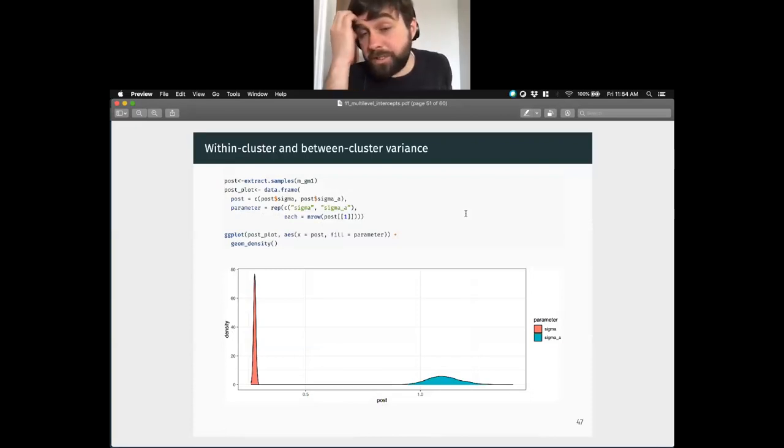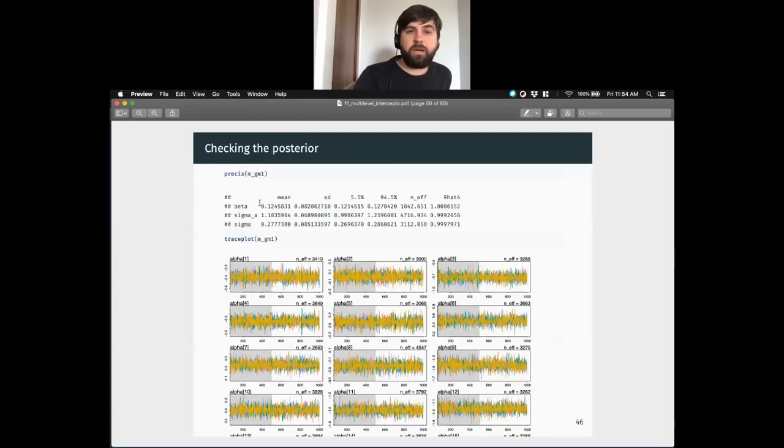But so here's the within and between cluster variance, right? And this is a new thing that we get with the multi-level model. So I want to just look at the posterior values for sigma and sigma sub alpha, right? So the pink value here is sigma. That's our posterior for where sigma is, right? And we saw that here, right? Our beta, we're seeing, yeah, there's a 0.12 increase in life expectancy for every unit change in time, right? So as time goes up, life expectancy goes up.